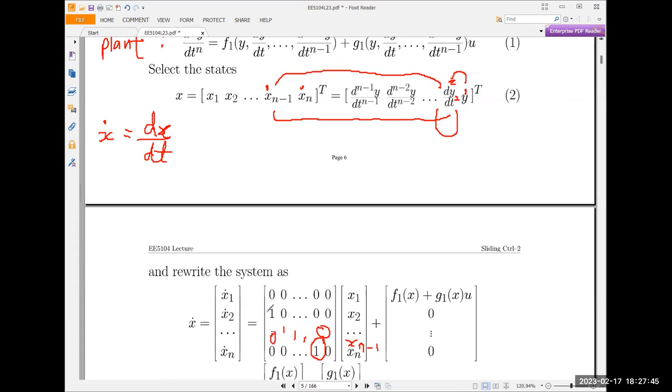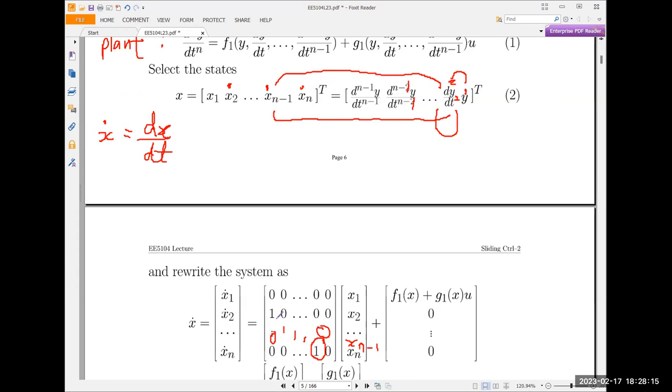Then the last one, obviously, x2 dot. If you put a dot here, you must put a dot here. So if you put a dot here, you differentiate one time, which means it's not d^n minus 2, already d^n minus 1 is n minus 1. Then this is the same as this, and this is actually x1. So that's why this x2 dot is actually equal to x1, all 0 except 1 here.